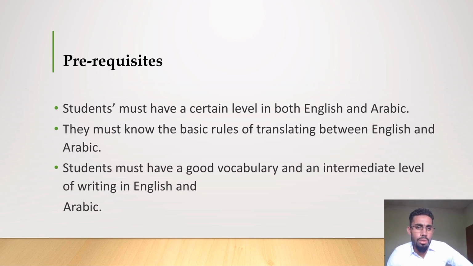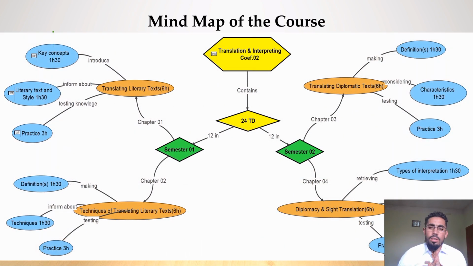Also, the third point is that students must have a good vocabulary and an intermediate level of writing in English and Arabic. Writing skills need to be present in every single student. So, these are the prerequisites. Let's see the mind map of the course. It means what the course is all about.